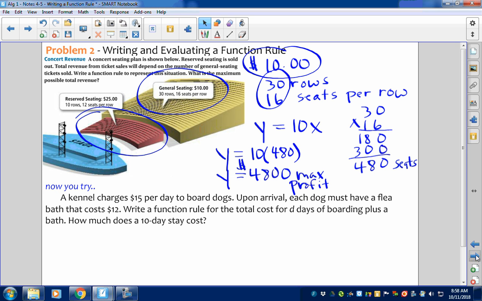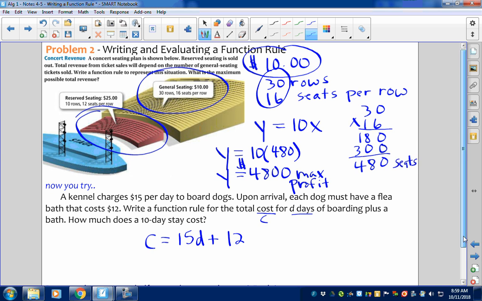All right, it says a kennel charges $15 per day to board dogs. Upon arrival, each dog must have a flea bath that costs $12. The flea bath is the fixed cost. Write a function rule for the total cost for D days of boarding plus a bath. So I'm going to use C for cost. They don't tell us what to use for cost, but I'm going to use C for cost, and then D is for days. So we've got C, cost, equals, the price per day is $15 per day plus $12 for the bath that they have to take, even whether they stay 1 day or 10 days. They got to take that flea bath.